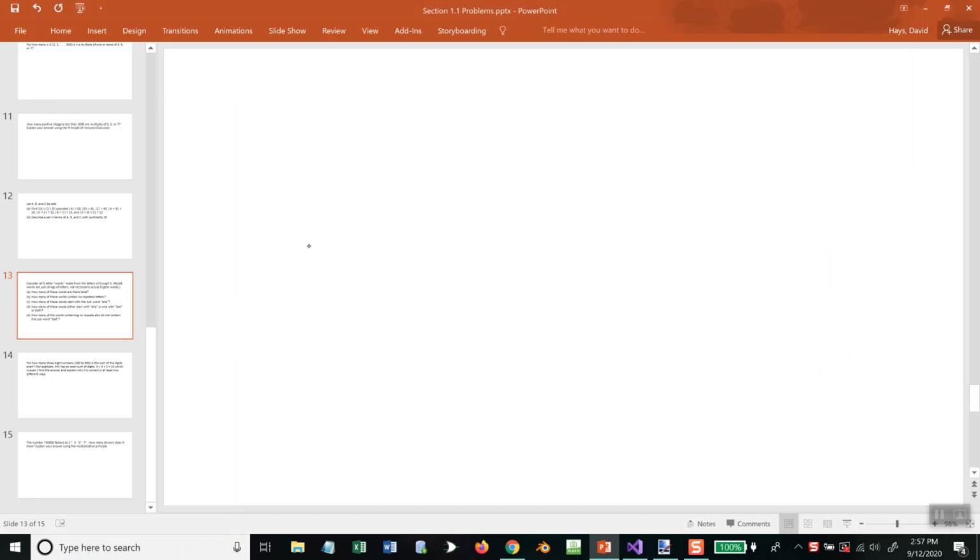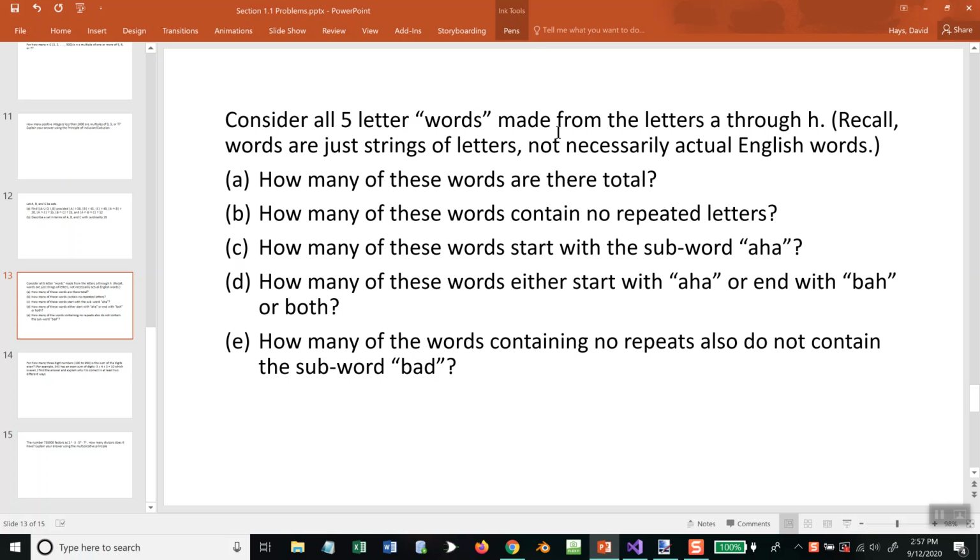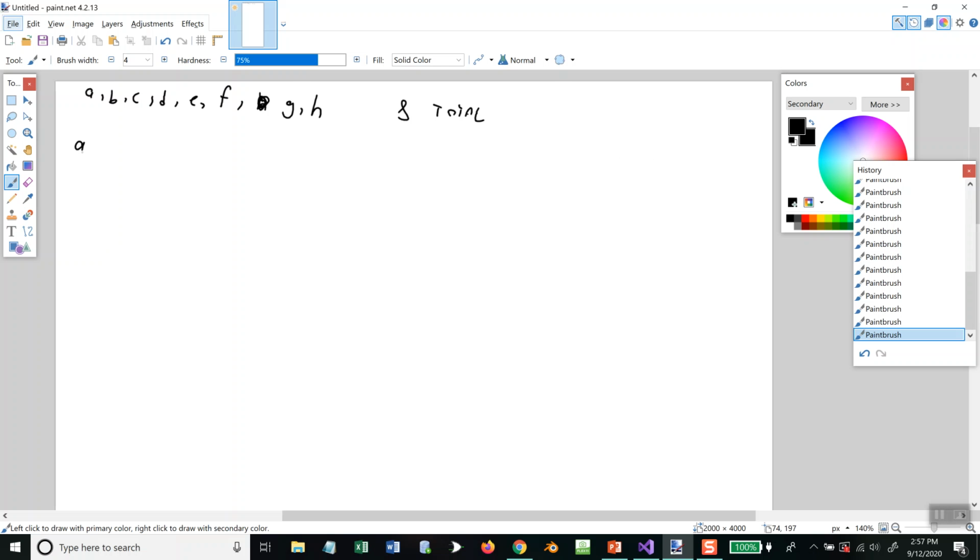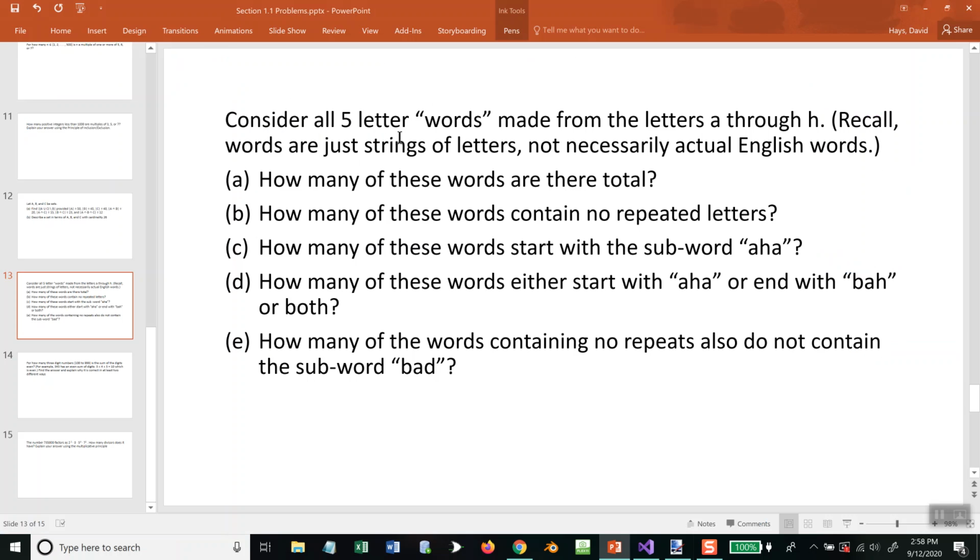Now recall words are just letters, strings of letters, not necessarily actually English words. A, how many of these words are there total? And we've got 5 letters.